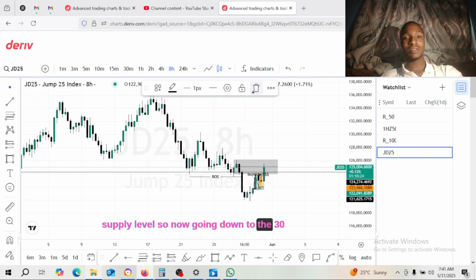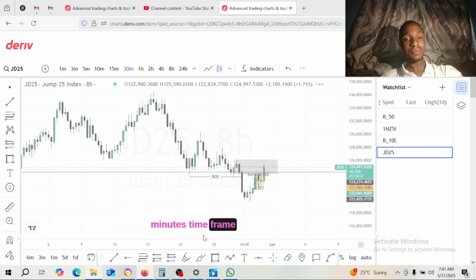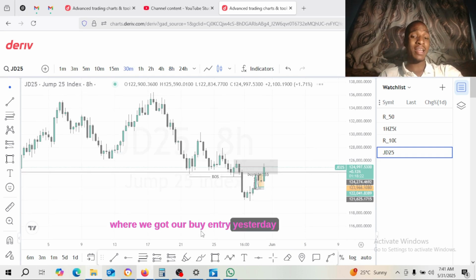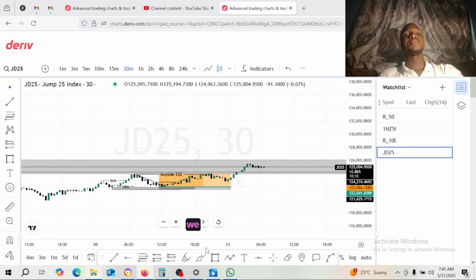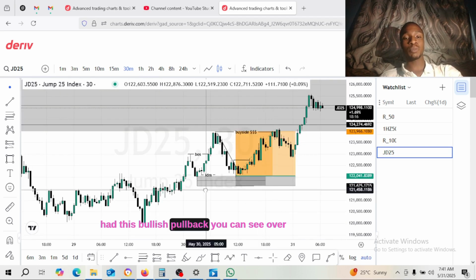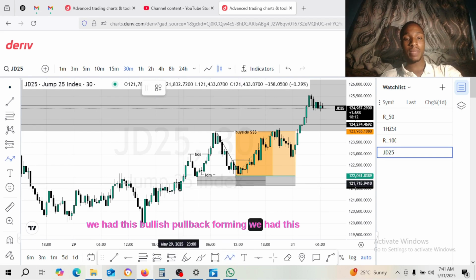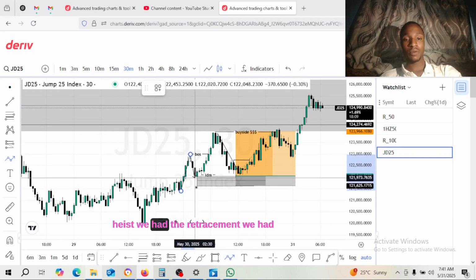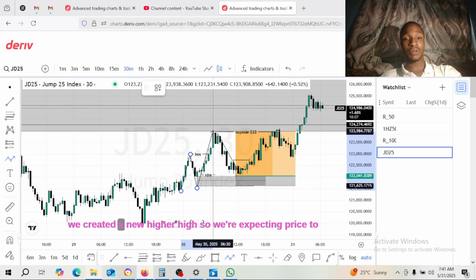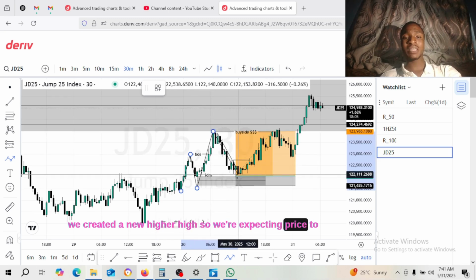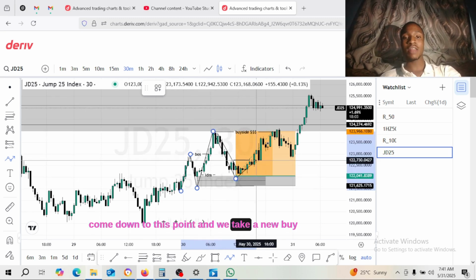So now going down to the 30 minutes time frame, where we got our buy entry yesterday, we had this bullish pullback. You can see over here we had this bullish pullback forming, we had these highs, we had a retracement, we created a new higher high. So we're expecting price to come down to this point and we take a new buy.